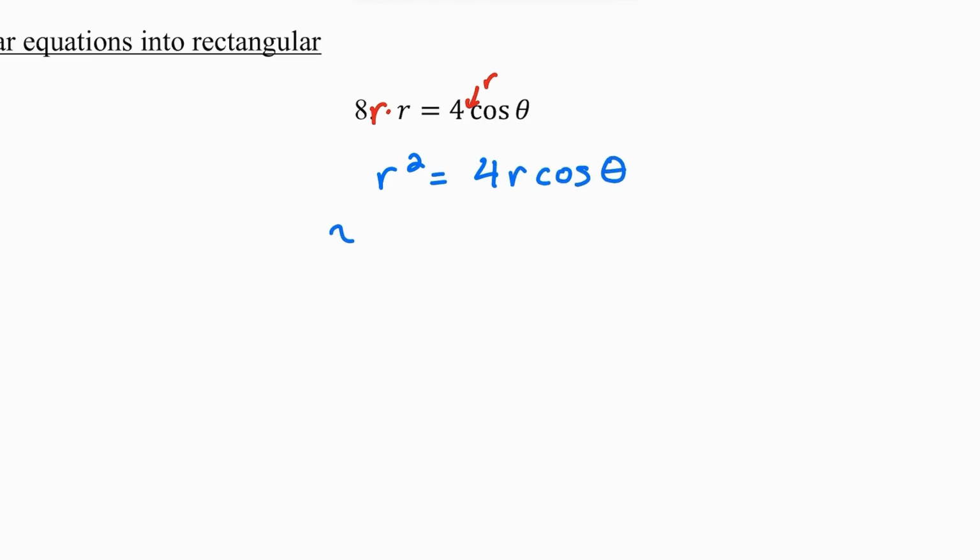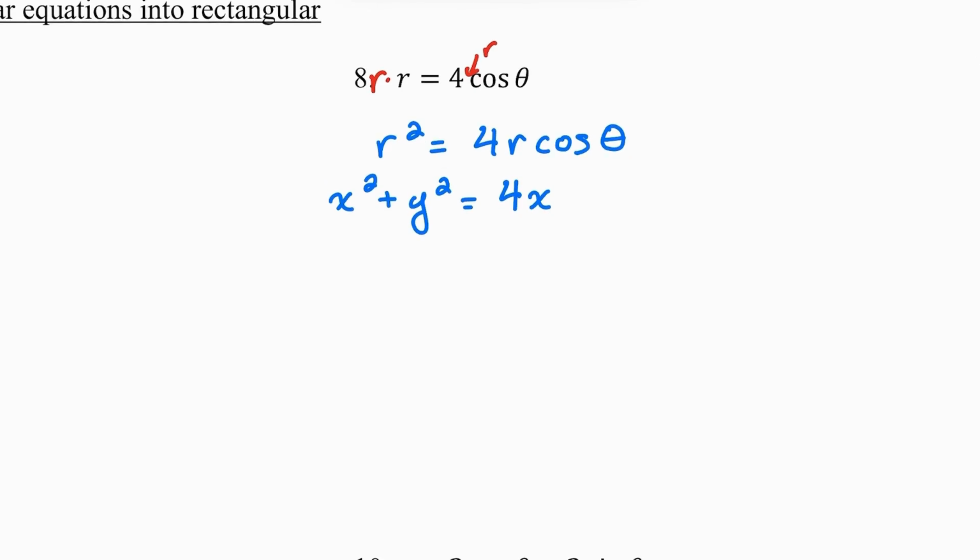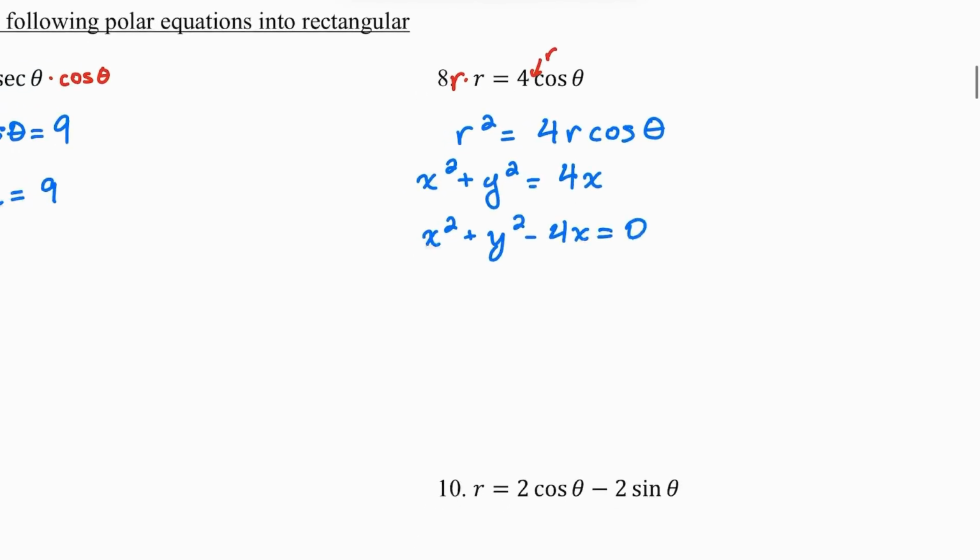Well, r squared is one of those formulas at the top, where it is x squared plus y squared. And r cosine is the same thing as x. So just to make sure that everybody's answer is the same, what we ask is, if you have any of these variables squared, what we would do is get it equal to 0. So x squared plus y squared minus 4x equals 0. And that's just something that we like to do in this class.